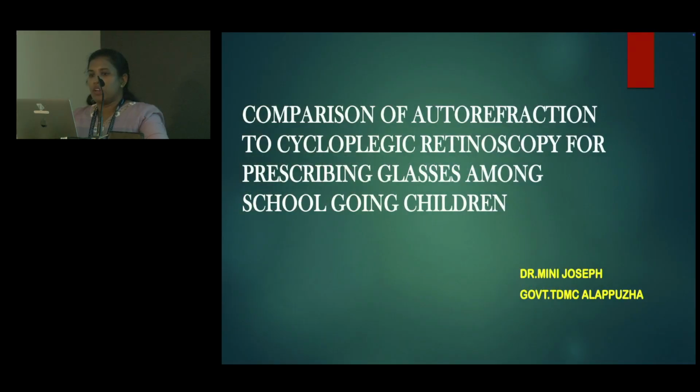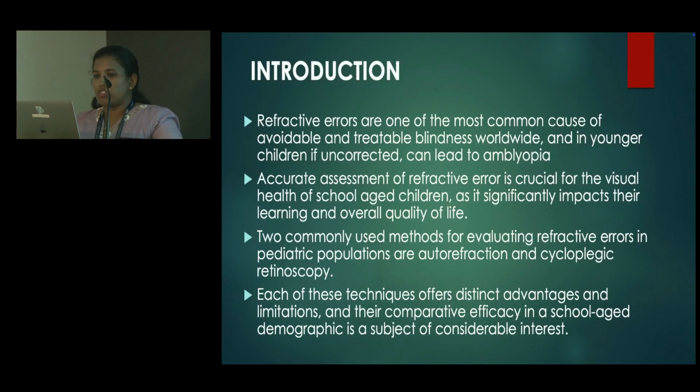Good morning, everyone. My study is a comparison of autorefraction to cycloplegic retinoscopy for prescribing glasses among school-going children. Introduction: refractive errors are one of the most common causes of avoidable and treatable blindness worldwide, and in younger children, if uncorrected, can lead to amblyopia. Accurate assessment of refractive error is crucial for the visual health of school-aged children as it significantly impacts their learning and overall quality of life.